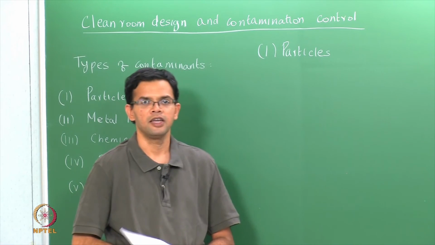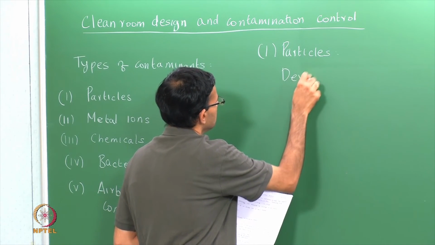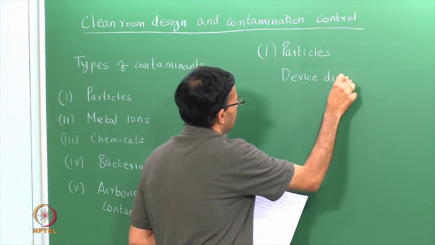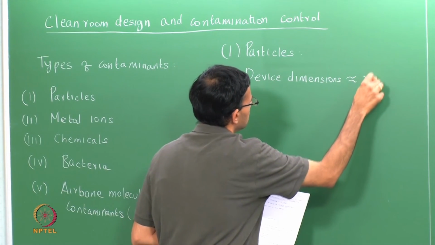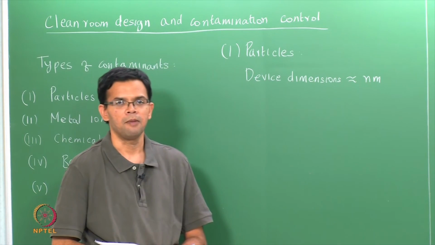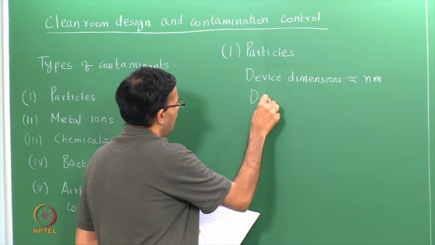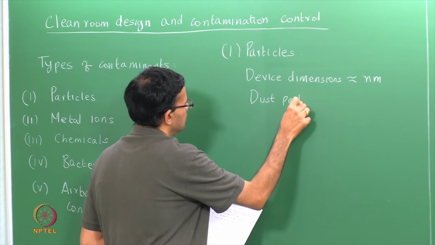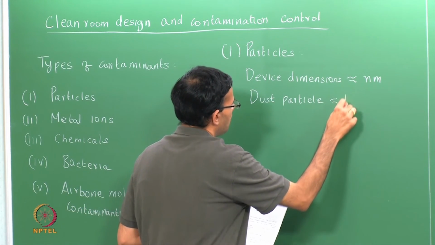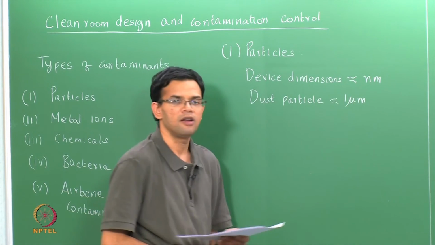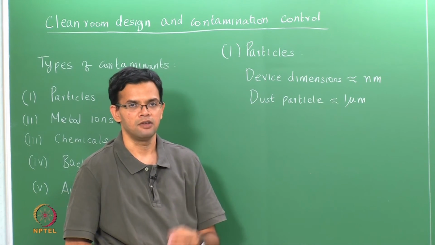So we saw that in the case of semiconductors, we have device dimensions that are of the order of nanometers. We can compare that to the size of a typical dust particle. For example, a typical dust particle size is approximately 1 micrometer. So already a dust particle is more than 100 times larger than the size of the device.